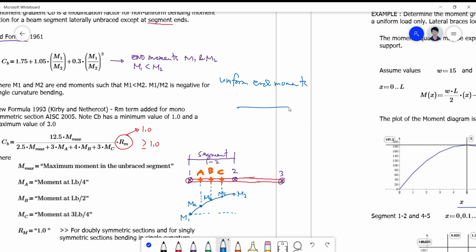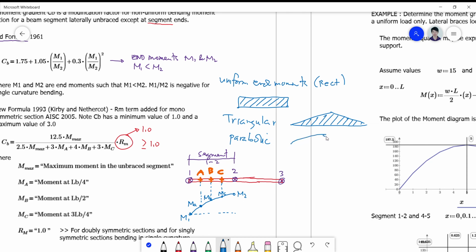The shape can be a rectangle like this, no? So the moment diagram can also be a triangular shape. So this is a rectangular. So it can be like this. And it can also be parabolic. Okay, so something like this.